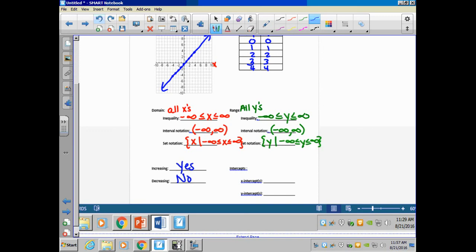Intercepts. So where does it cross the x-axis? It crosses at 0, 0. But since this is the parent function, it hasn't moved from 0, 0. So the y-intercept, where it crosses the y-axis, is the same place. All right, so that's all the attributes for the parent linear function. Let's take a look at some transformations.